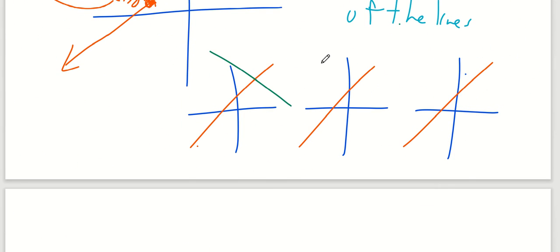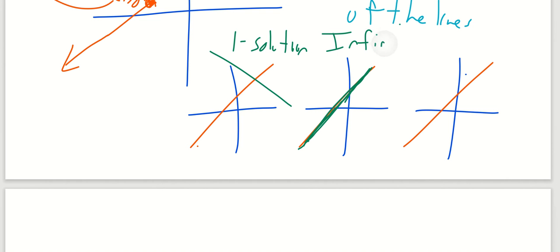On the other hand, it's possible to have lines that coincide, where the two lines lie right on top of each other. If the two lines coincide, then any point on one line is also a point on the other line. And so in this case, we're going to have infinitely many solutions.